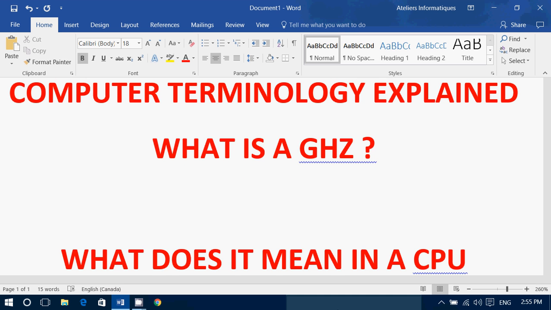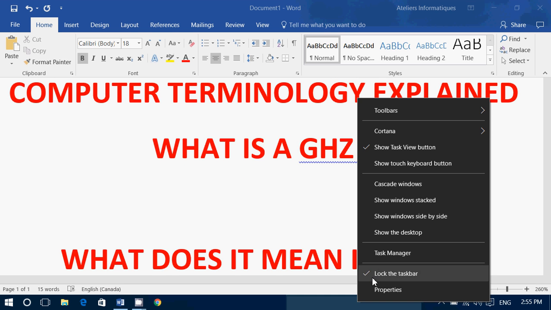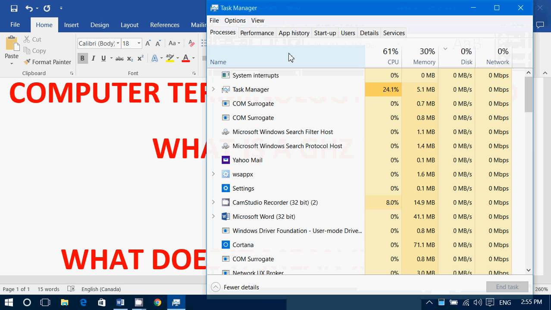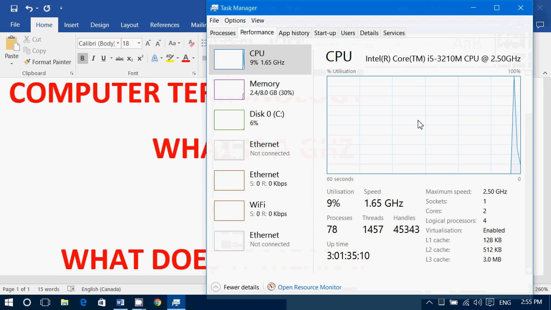I was showing this week in the Task Manager how to go into the Performance tab, check out CPU, and you get these numbers: 2.5 gigahertz, 1.3843, changes all the time here, gigahertz. And of course I got the regular questions. What does it mean exactly?